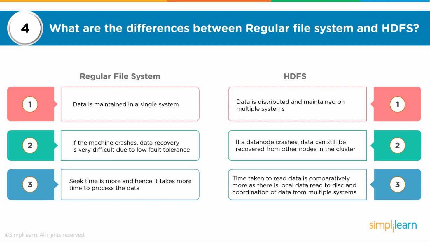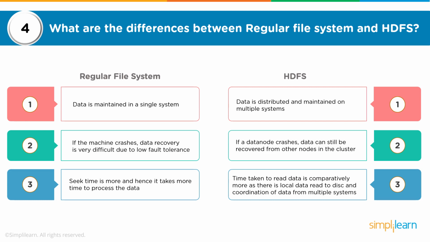Now, what are the differences between a regular file system and HDFS? When you say regular file system, you could be talking about a Linux file system, or a Windows-based operating system. In a regular file system, we would have data maintained in a single system. The single system is where you have all your files and directories. So it has low fault tolerance, right? If the machine crashes, your data recovery would be very difficult unless you have a backup of that data. That also affects your processing. If the machine fails, then your processing would be blocked.